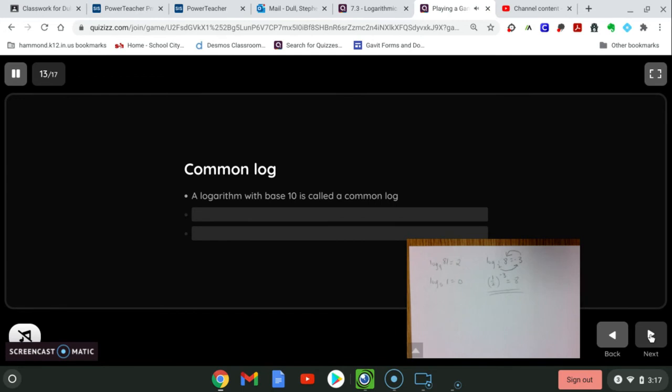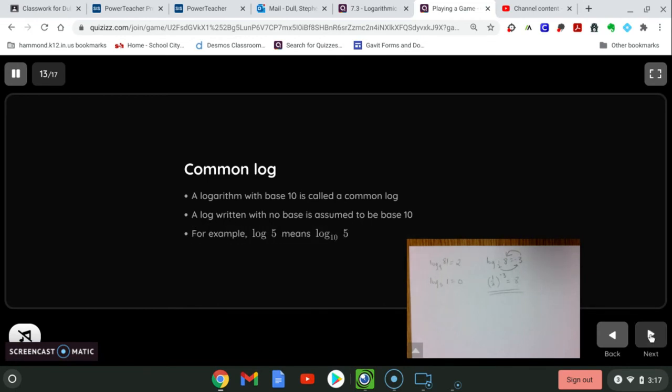Wanted to remind you that there's a couple of logs that occur so often that we have special notation for them. One of them is called the common log. Right? Any log with a base 10 is called the common log. And because it happens so often, 10 to the power gets used over and over in math and science and engineering, that we don't even write the base of 10. We just write log and then the argument. So any log written with no base is assumed to be base 10. So if you saw something like log of 5, that's saying the log base 10 of 5.